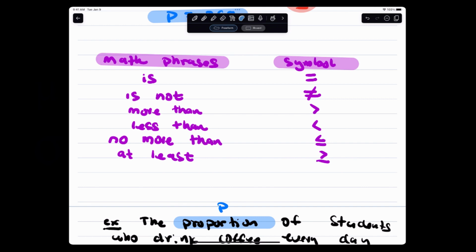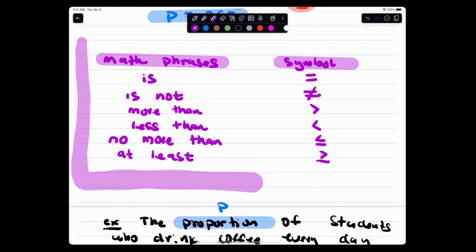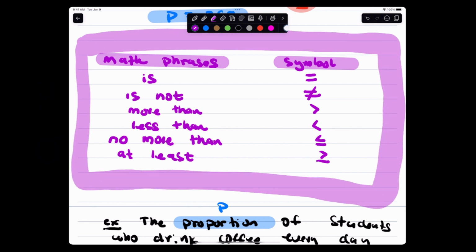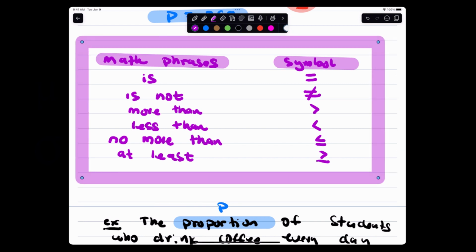So what I want you guys to know and to keep in your notes is these symbols. What in the world do those phrases mean? Okay? Is not the same as, more than, less than, no more than, at least. These phrases are there. All right?